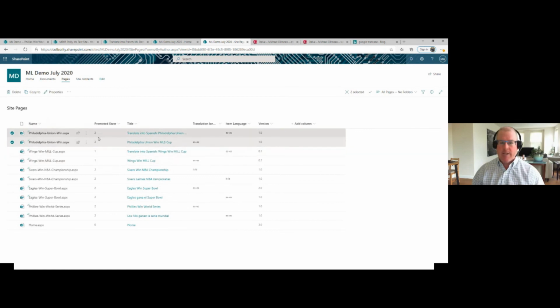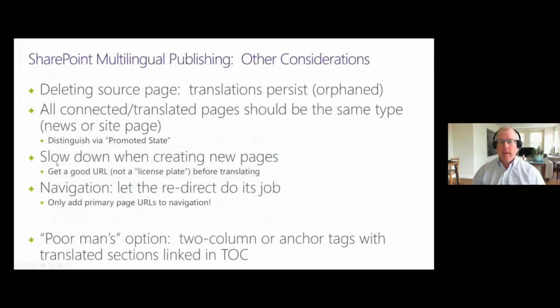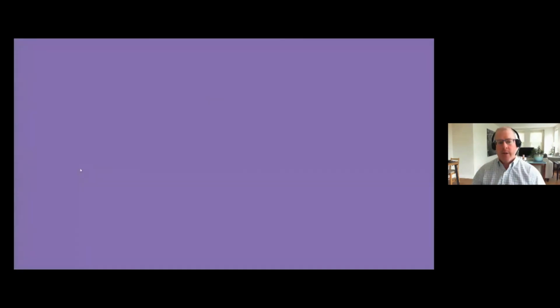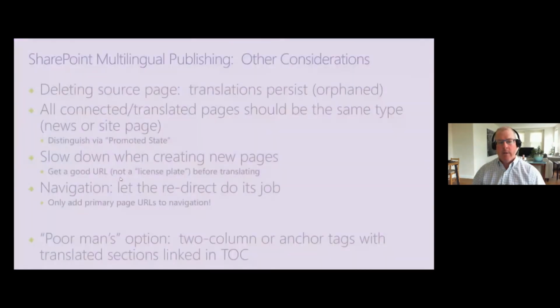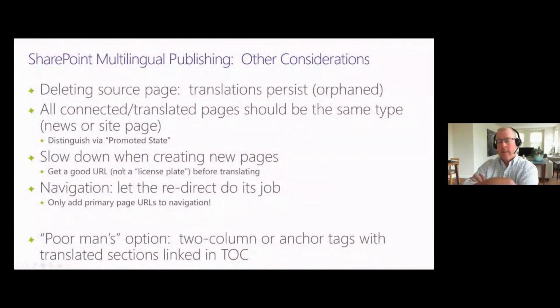So now I'll see that promoted state toggle to 2, the version toggle to 1.0, and now users will see that content when I've published it. So this view of site pages is a real useful thing if you're doing multilingual publishing. Some of you may have seen this next item slow down when creating new pages.